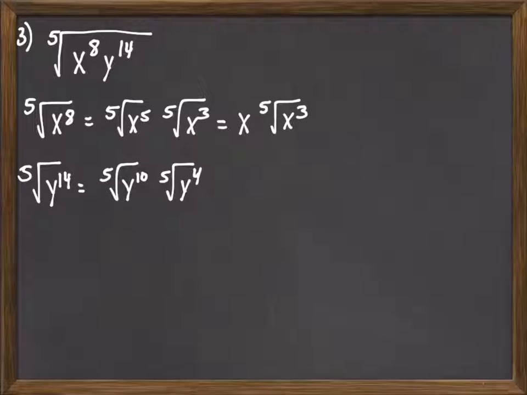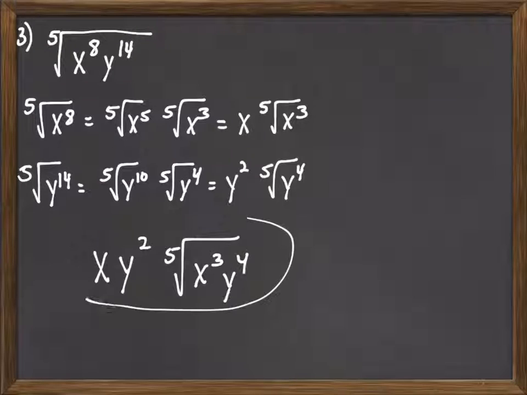And then we can do the fifth root of y to the 10th. 5 goes into 10 twice, so we'd have a y squared. And then the fifth root of y to the fourth is left over. And then we just put it together. We take everything that's on the outside, the x and the y squared together. Everything on the inside, we put the x cubed and the y fourth together. We get our answer, x y squared, fifth root of x cubed y to the fourth.